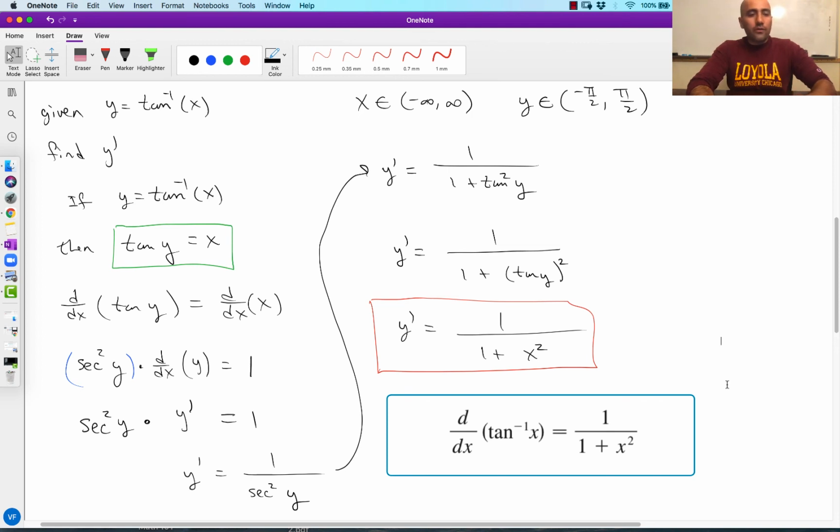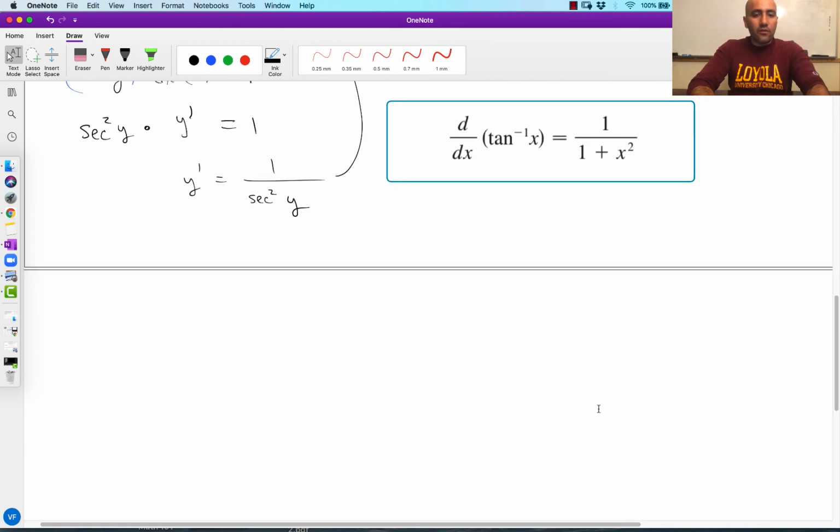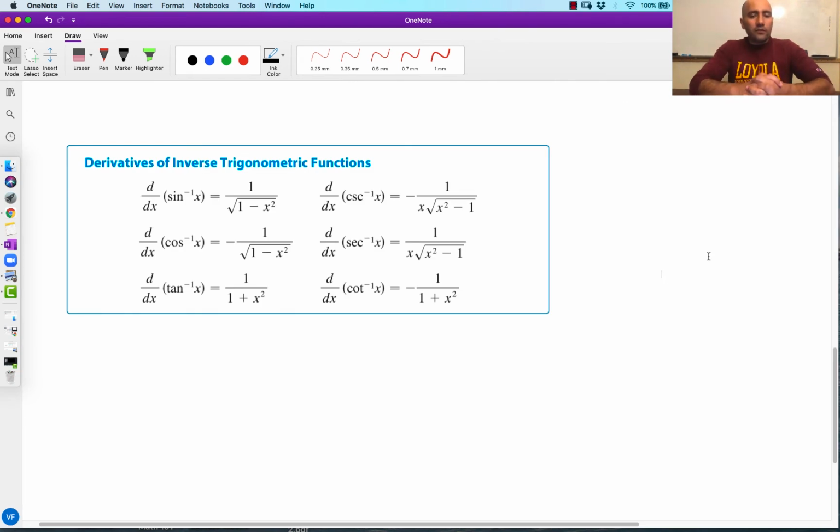Okay, so other common derivatives are these. Here's another little table that your author provides that organizes the derivatives of the other inverse trig functions, and they can be derived in a similar way. So I worked out sine inverse and tangent inverse, but the others can be worked out in a similar kind of way. Okay, so let's do a couple of examples that use these.